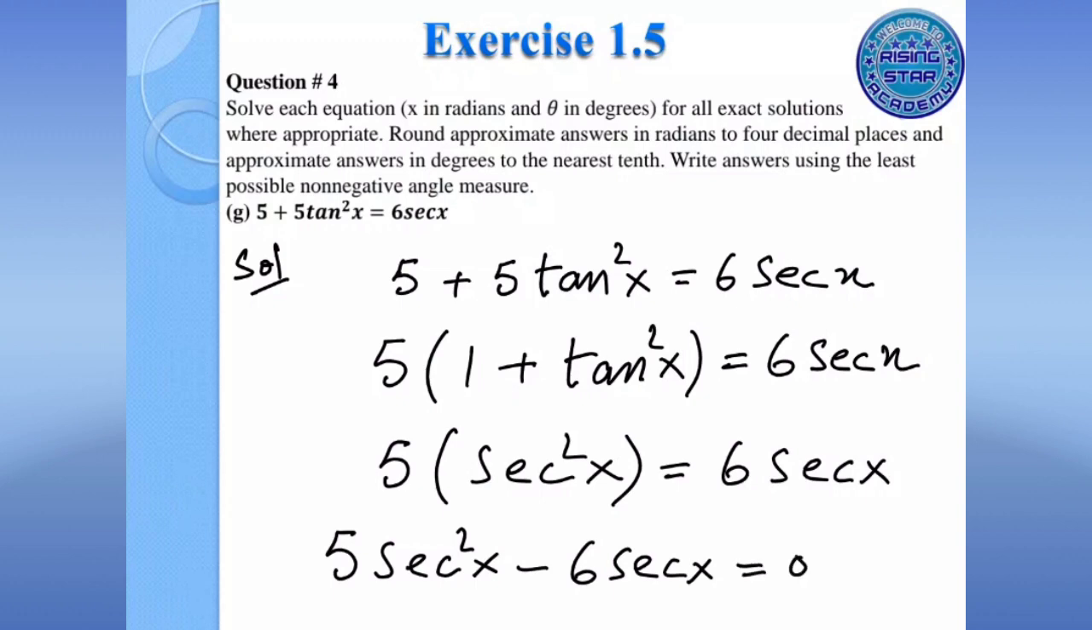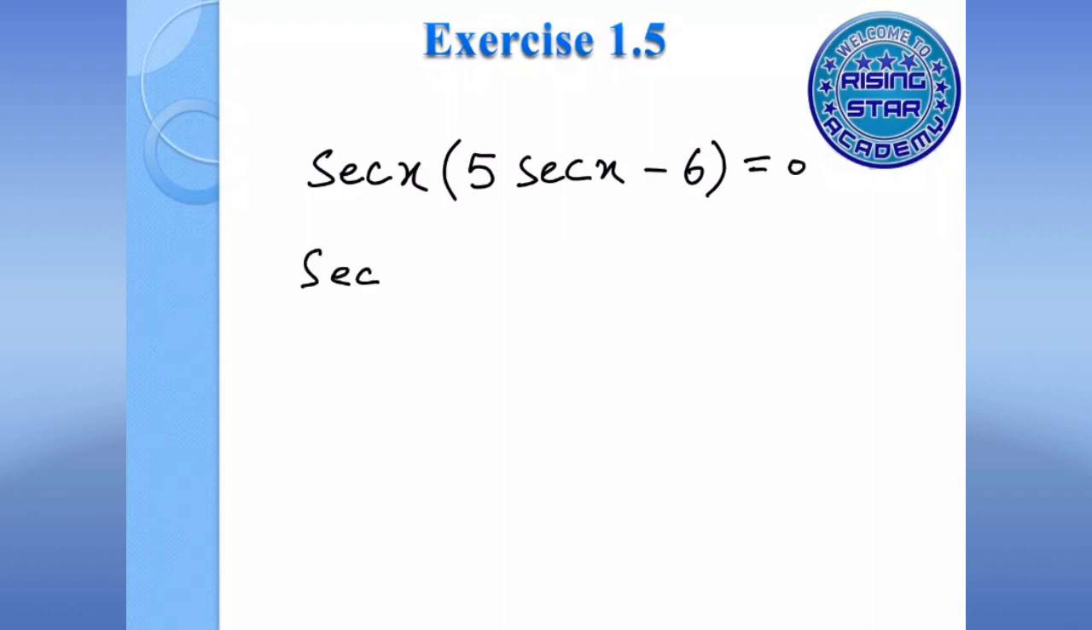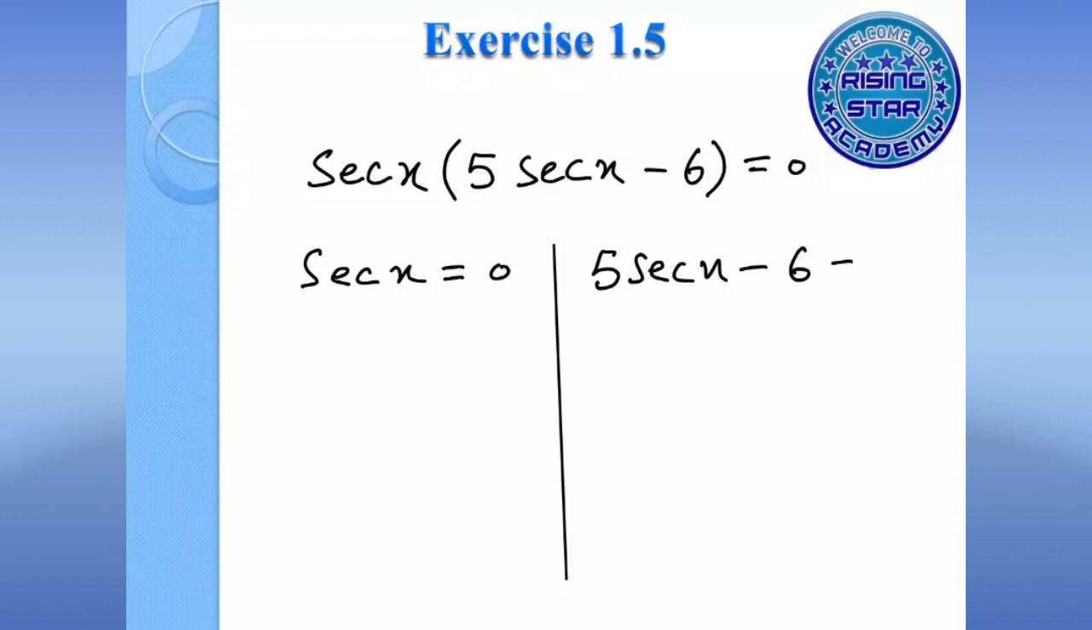Now I will take secant x as common. So we have secant x times 5 secant x minus 6 is equals to 0. So now my first factor secant x is equals to 0, and my second factor would be 5 secant x minus 6 is equals to 0. I will change the secant x into cos x by taking the function 1 over cos x. Now I will reciprocal it. So cos x would become 0.